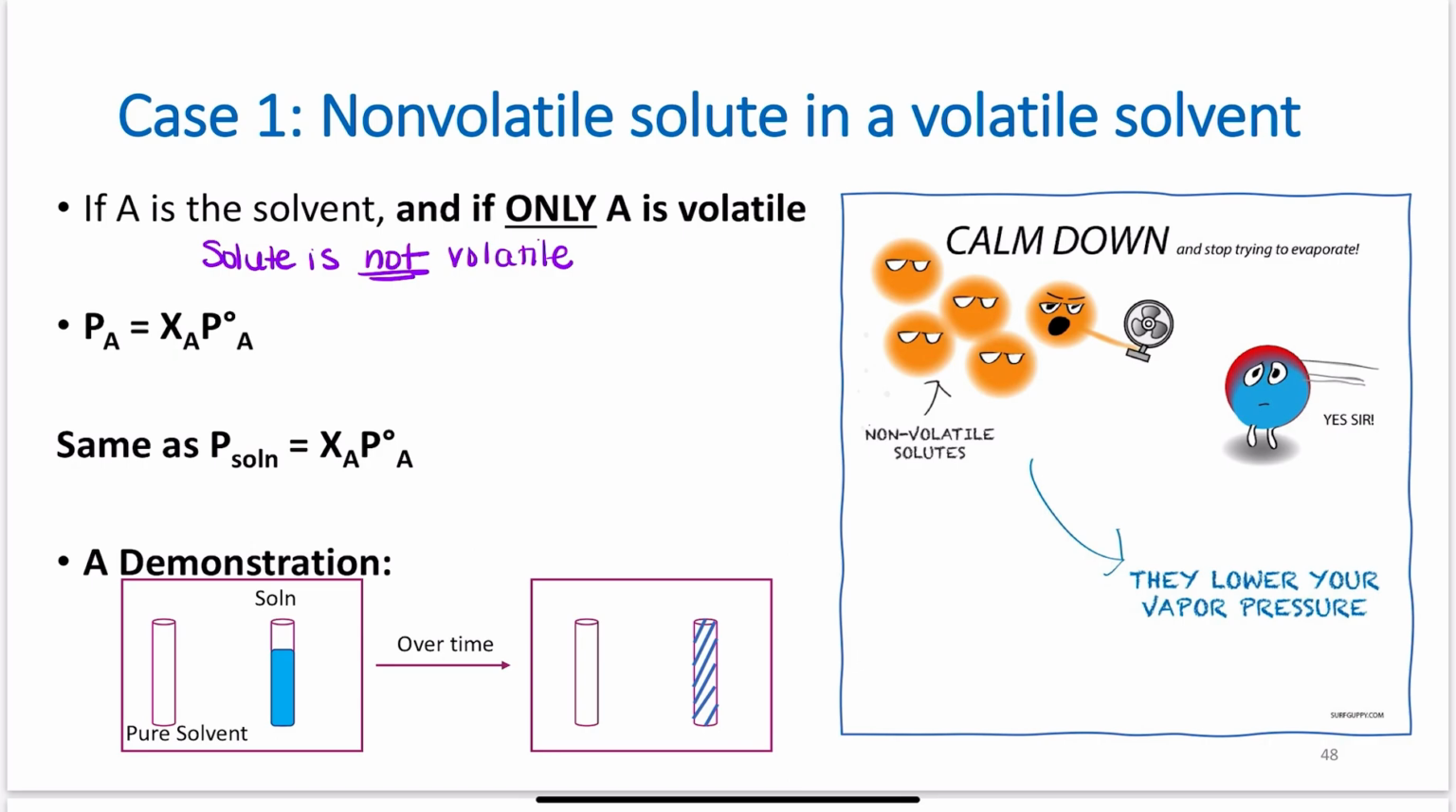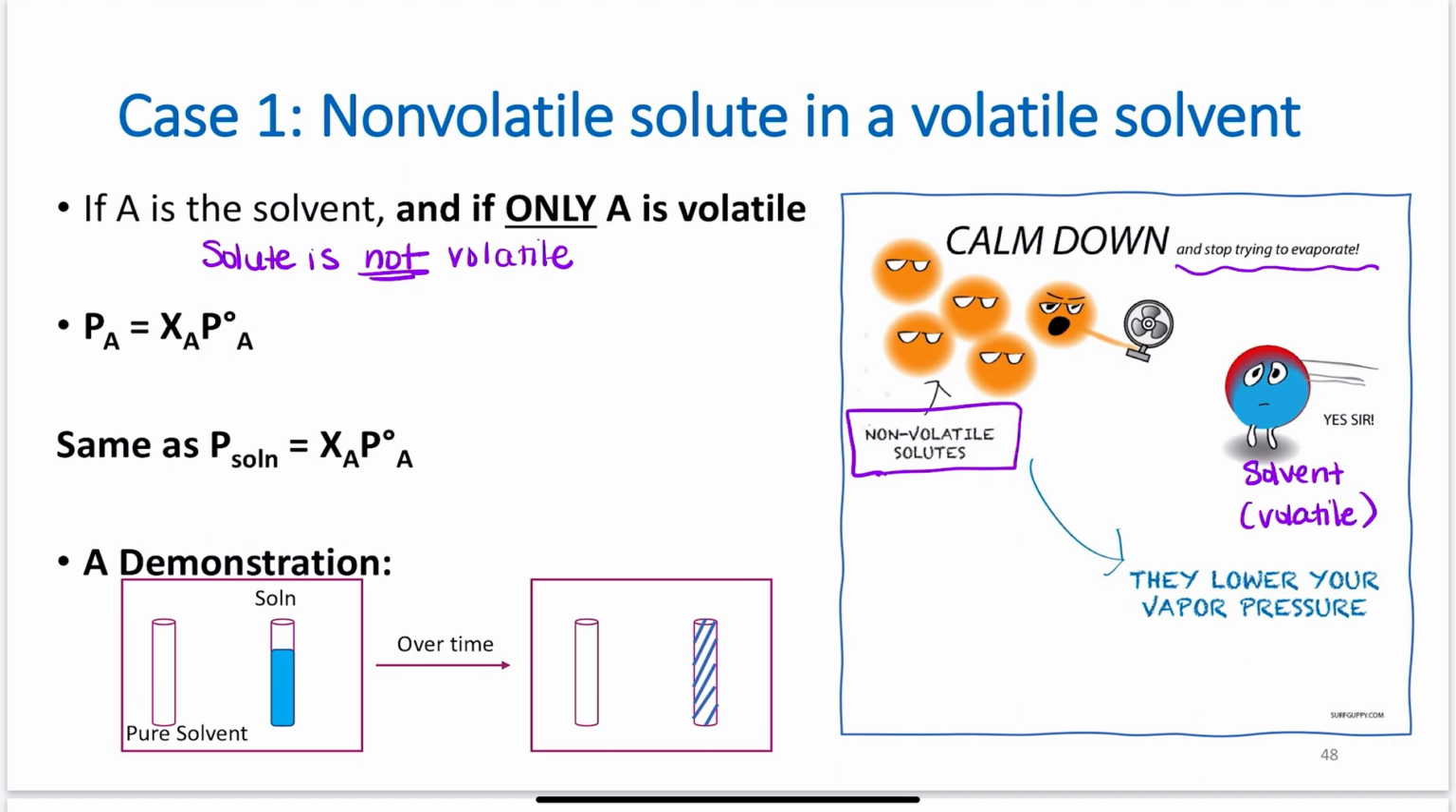So we see here, calm down and stop trying to evaporate. This is your non-volatile solutes. This is your solvent that is volatile. They lower your vapor pressure. They keep you in solution longer.